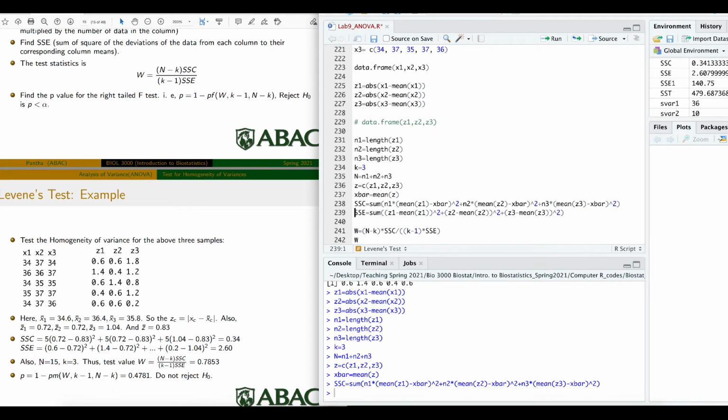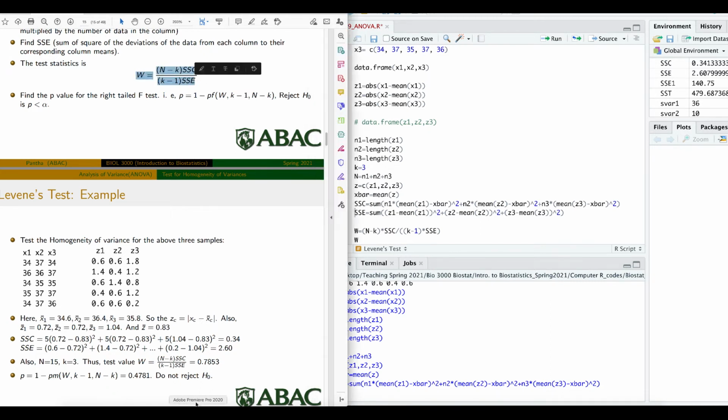Also n, the total number of data points, is 15, and k is 3. Thus the test value W is (n minus k) times SSC over SSE. This is the same as this one, right? I use that, I got 0.7853. That is the test value or the test statistic. Now to find the p-value, you do a right-tail F test.